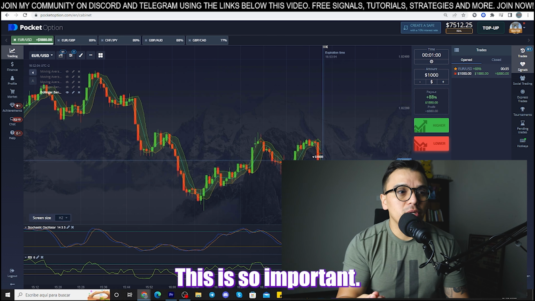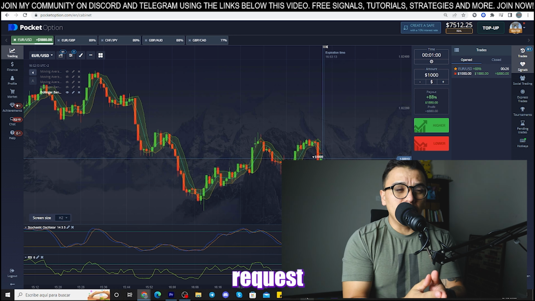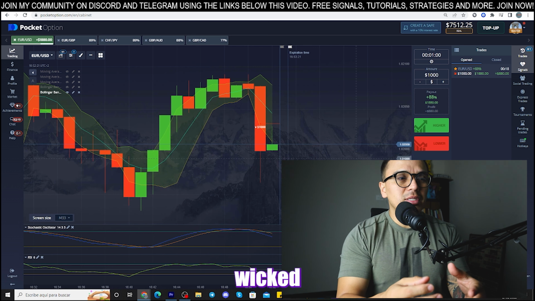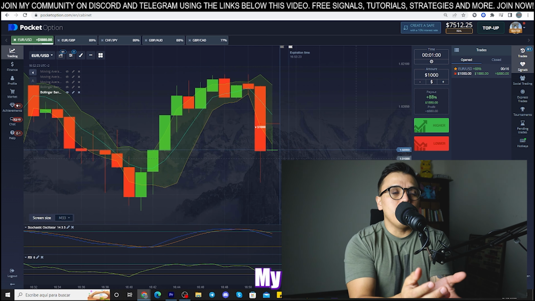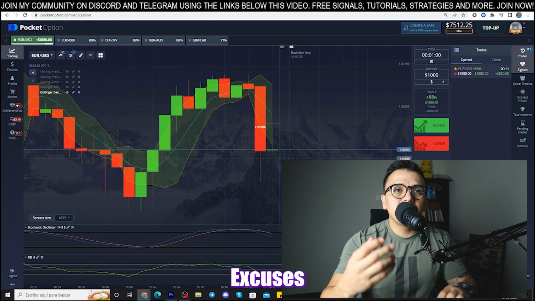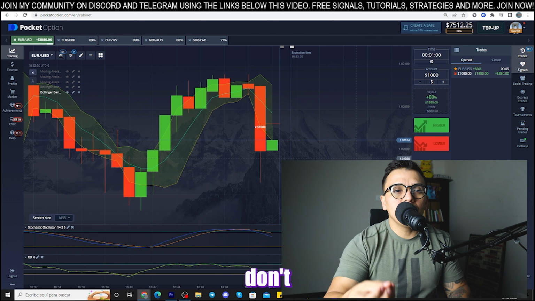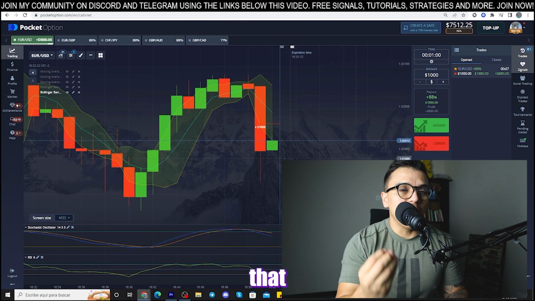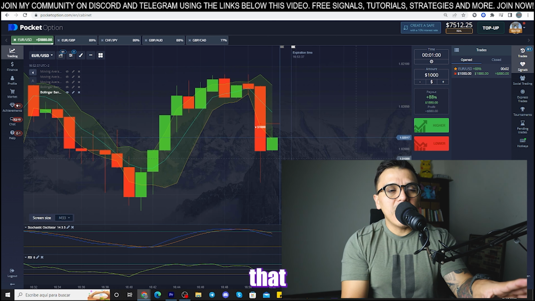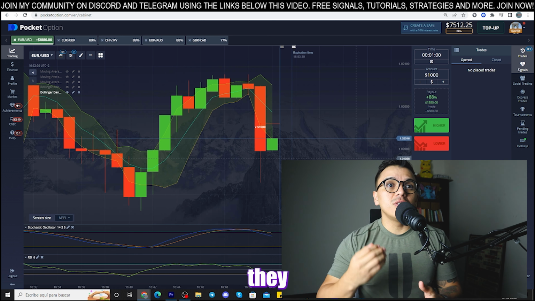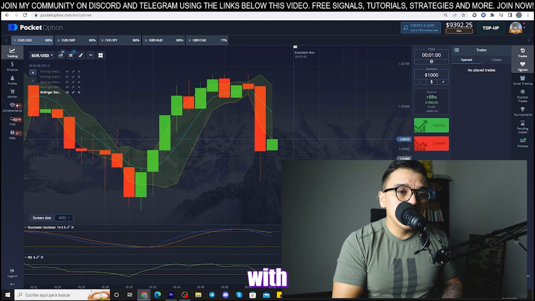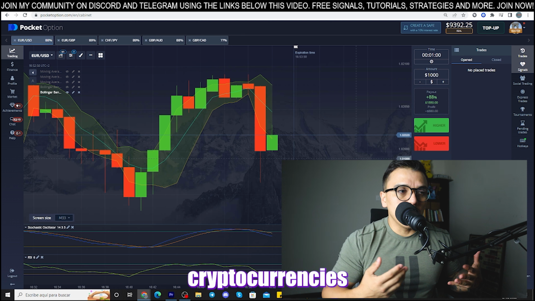This is so important. I have had a lot of trouble requesting my withdrawal with IQ Option. They never pay me. They always request something new. Something, I don't know, my ID, my passport, my email, whatever. All those excuses they use to not pay my money. So for that reason, I'm using Pocket Option a lot and Quotex too. Those two are the brokers that I use because they pay me, taking only a few minutes when I request my money with BTC, with cryptocurrencies.